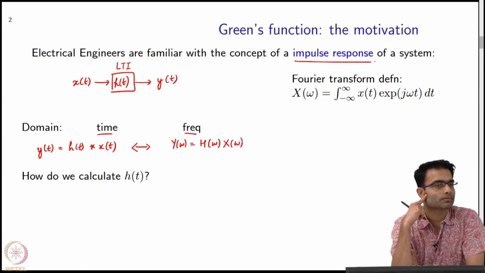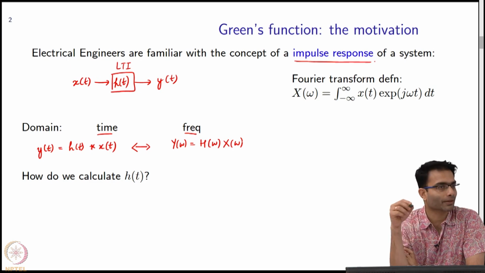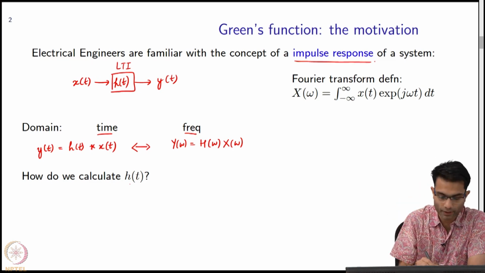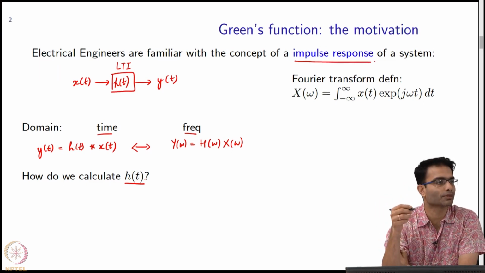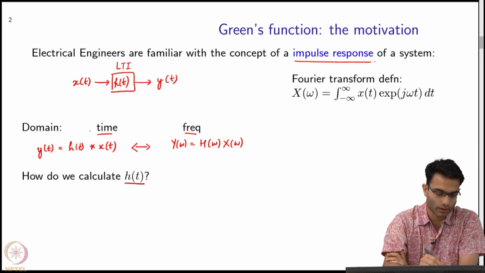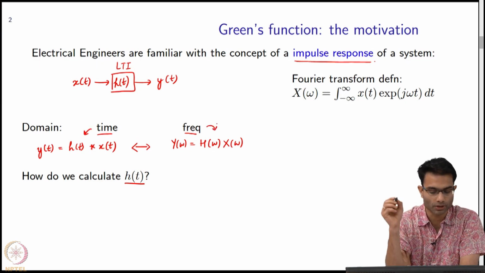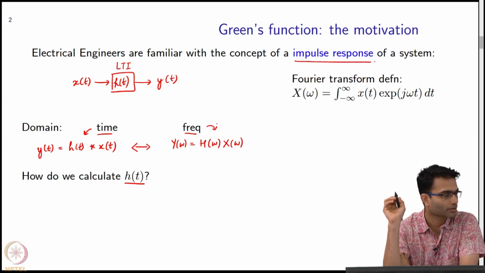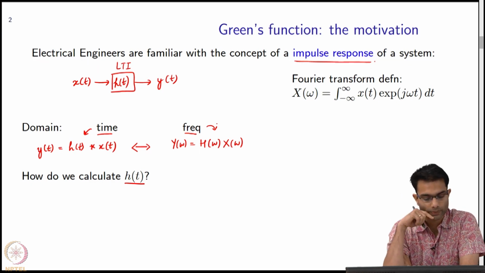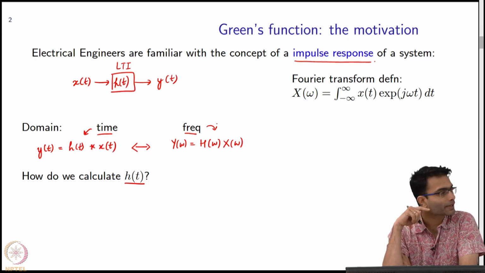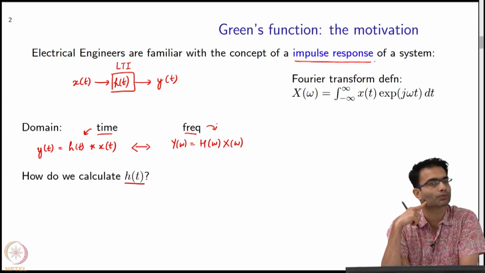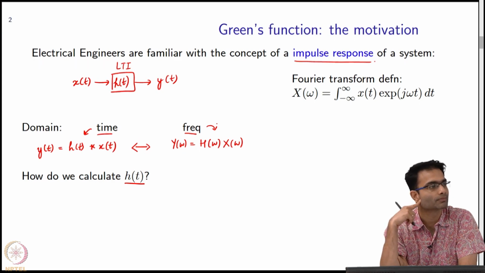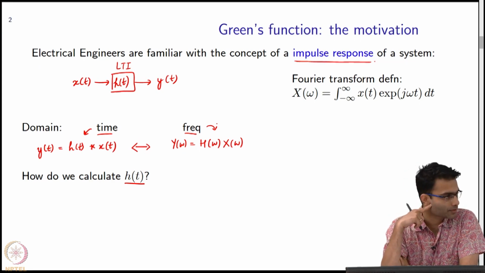Given any system, our first objective is to characterize the system, meaning let me find out h(t). Once I find out h(t) for an LTI system, life becomes very easy, because I either do the time domain version or the frequency domain version to get the response. So, the question is how would I calculate h(t)? What kind of a procedure would you follow for calculating the impulse response of a system? Y of omega divided by X of omega, and take the inverse Fourier transform.